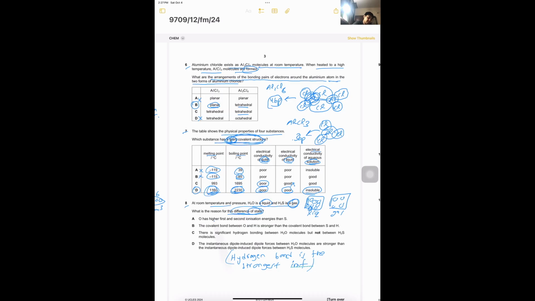O has a higher first and second ionization energies than S. That is not the reason for this difference. The covalent bond between O and H is stronger. No, it does not have anything to do with covalent bonds. It's completely intermolecular forces. There is significant hydrogen bonding between H2O molecules, but not between H2S.